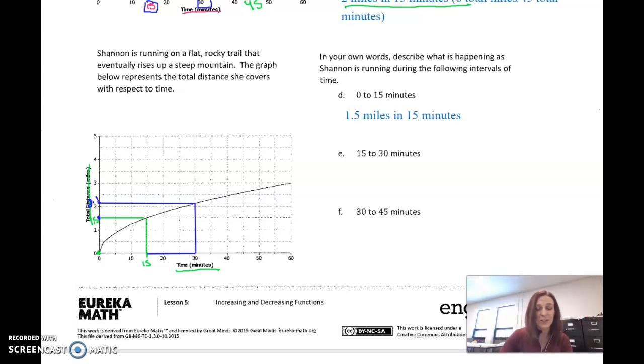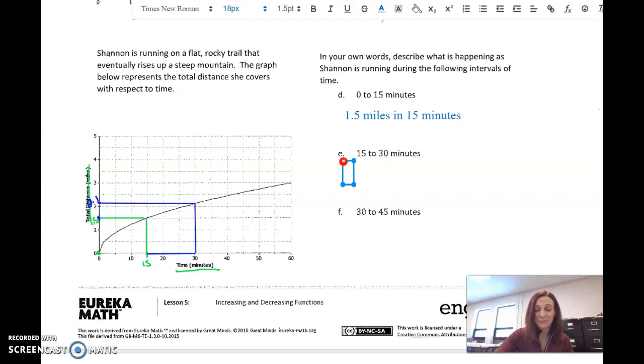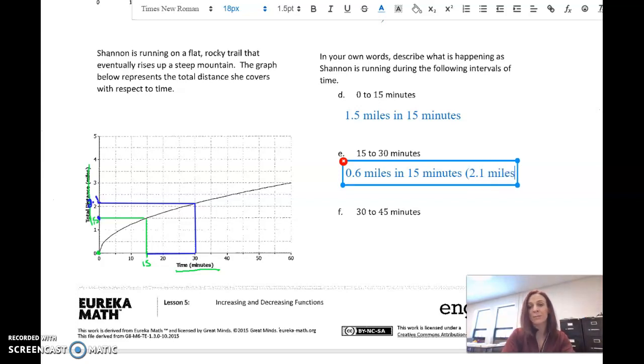2.1. Sorry, that's hard to see there. Okay, so if we're still going the 15 minutes, but notice if we go from 1.5 to about 2.1, we're only going up about 0.6 miles in 15 minutes. And that's not exact. We can't tell exact, but best guess. Okay, now in this case, we can say that we've traveled a total of 2.1 miles. That's where we're at.